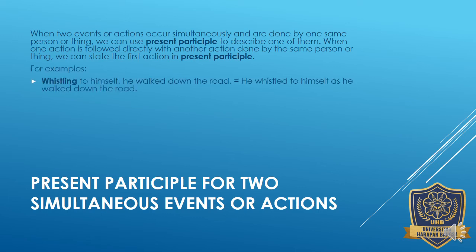For examples, whistling to himself, he walked down the road. It means that he whistled to himself as he walked down the road. Have a look at the sentence. The first word is whistling. This is a present participle because he walked down the road while whistling to himself. So two actions are done simultaneously.